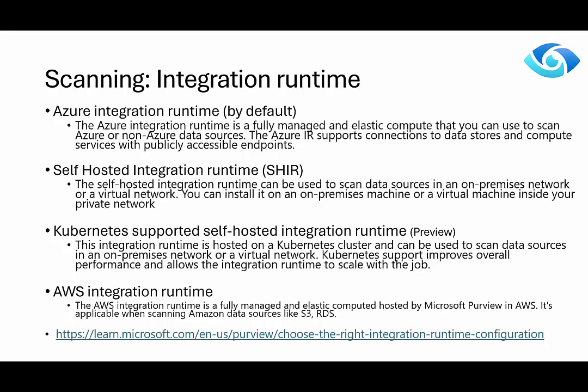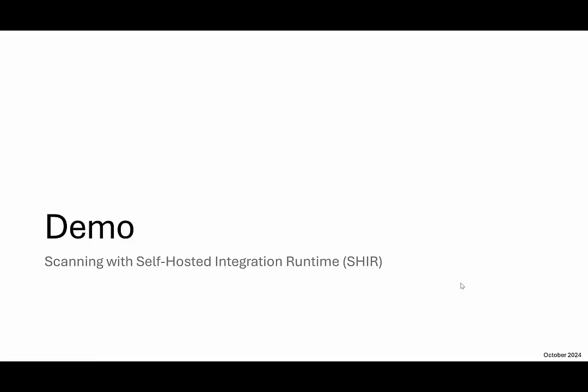the private network. Of course, we also have other integration runtimes, especially for AWS, and one today in preview, October 2024, for Kubernetes support, on which we can deploy the self-hosted integration runtime. But if you need more information, you can go to this link. But for the self-hosted integration runtime, I think it's better to show you that in action.